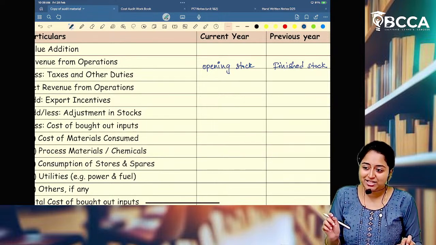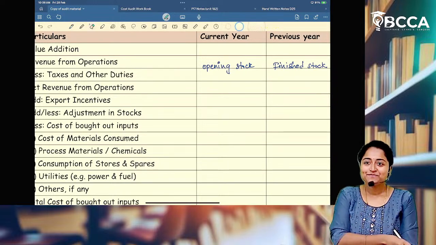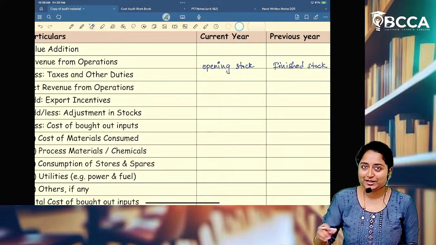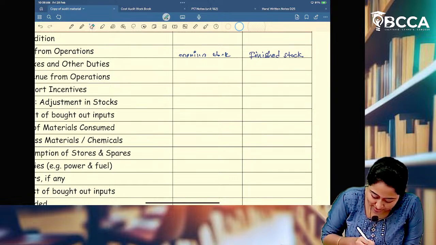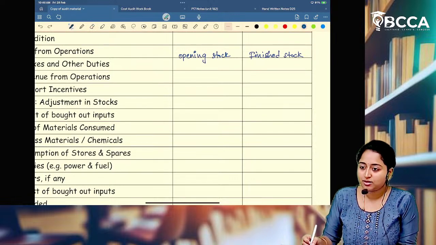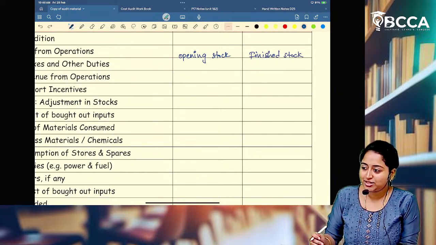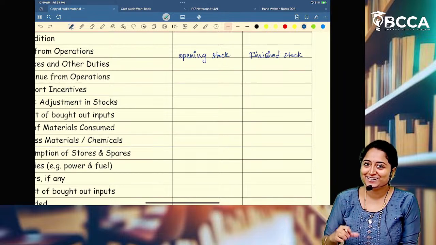Having an idea, but there is a little confusion, so we will not open our notes. Okay, I am going to tell you a trick for that. Whatever opening stock is there, where will this opening stock be recorded in the profit and loss account? Debit side or the credit side?